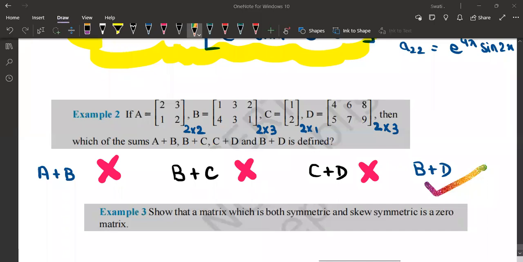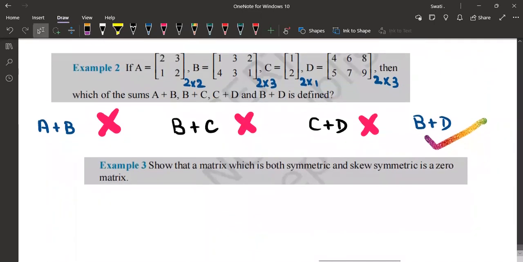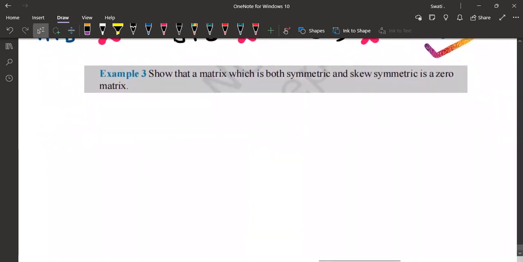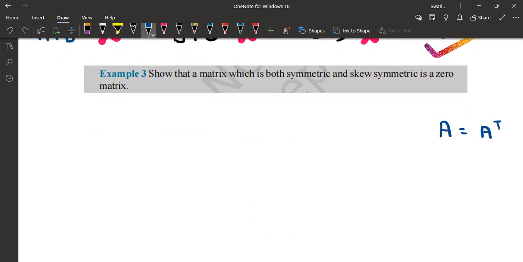The third question is quite theoretical, but the proof is very, very simple. So the third example says, show that a matrix which is both symmetrical and skew symmetrical is a zero matrix, right? So first of all, let us understand the meaning of symmetrical and skew symmetrical. Symmetrical means a matrix is symmetric, that means A is equal to A raised to T. What is the meaning of T? Transpose. Now, what is the meaning of transpose?